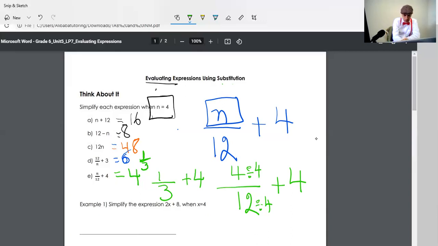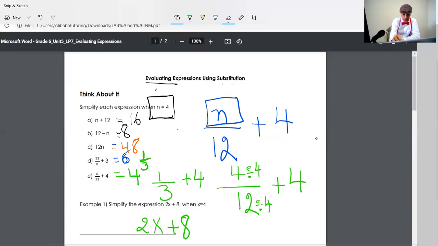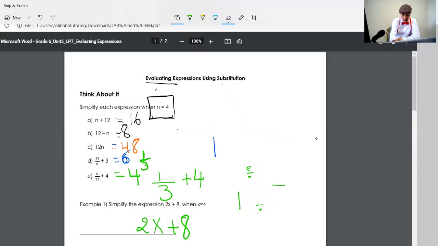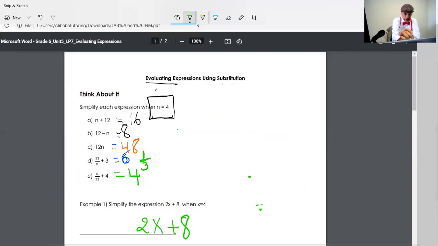All right, so let's do the last one. We got 2x plus 8. And we're going to substitute, in this case, instead of x, we're going to put 4, okay? And I want you guys to remember what we did in the previous example. Between the 2 and the x, you got to be careful there. What's between the 2 and the x? We don't write it, but it's there. There's a multiplication here, that invisible multiplication. So be careful with that when you take out the x and you put 4 instead of that.